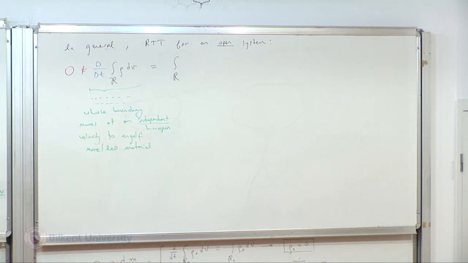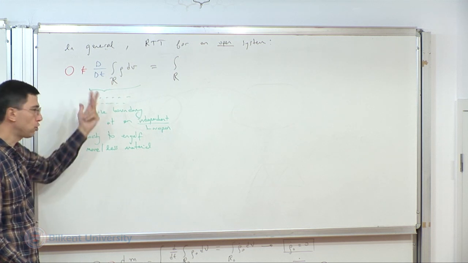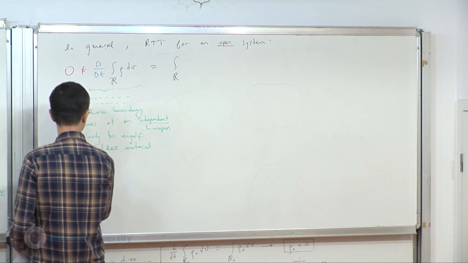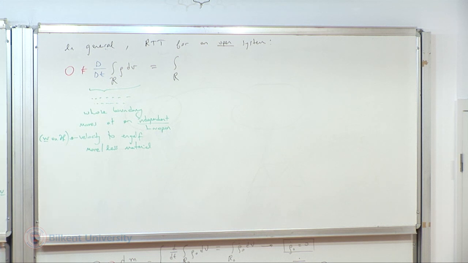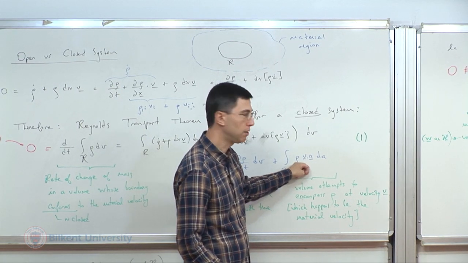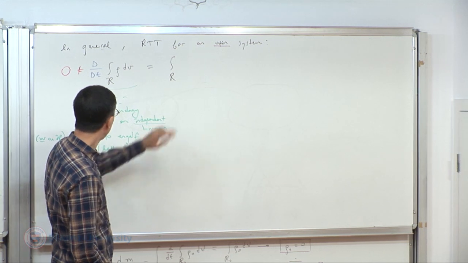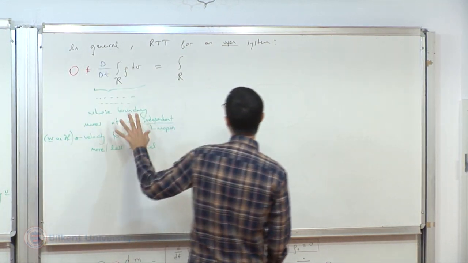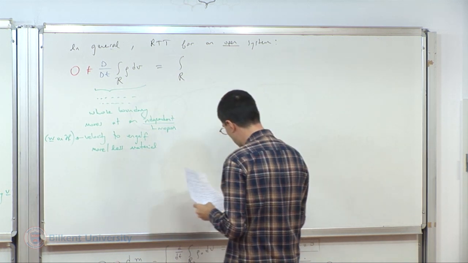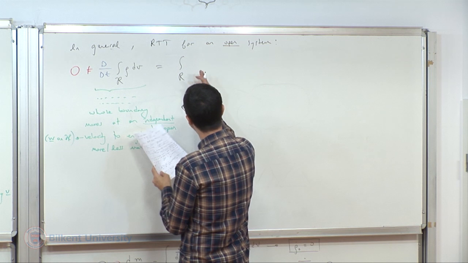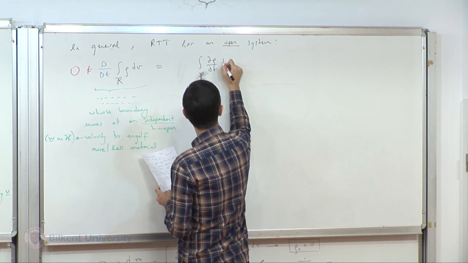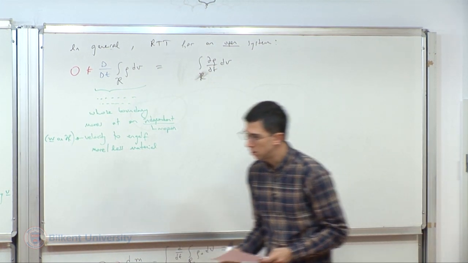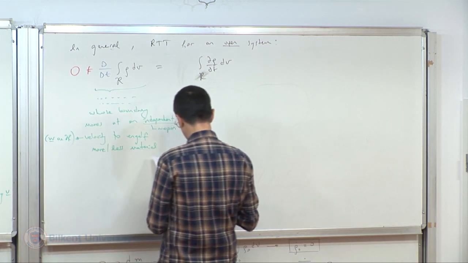Now, I don't really need to know exactly how the whole domain is moving. It turns out that I only need to know its velocity on the boundary. We already have seen an example here. I need to know only the material velocity on the boundary in the case of a closed system. So now, this equality, the left-hand side, is going to be expressed in terms of two integrals. And the first one is going to only monitor the integral of the rate of change of the density at a given point in the domain.